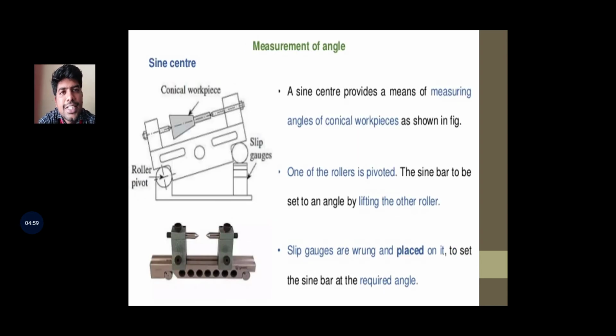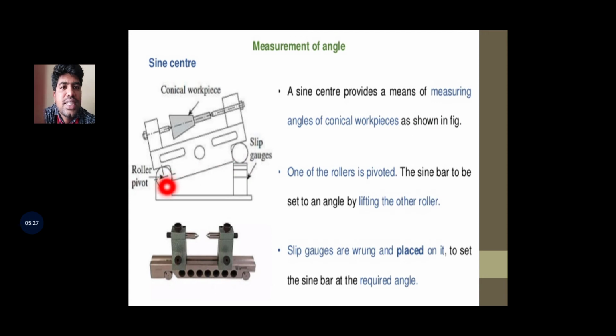Next we see the Sine Center. It is used to measure the taper of the workpiece easily. In this Sine Center, we see two tailstocks on the sine bar. Due to the two tailstocks, the spindle is fixed on the workpiece. So the Sine Center provides a means of measuring the angle of a conical workpiece. It will be shown in the figure.